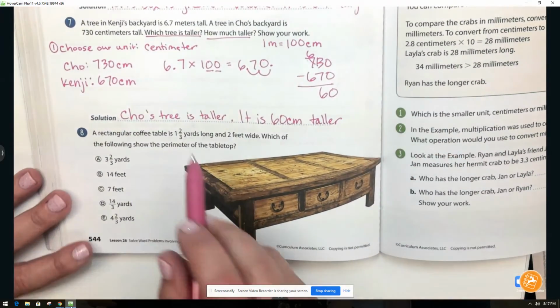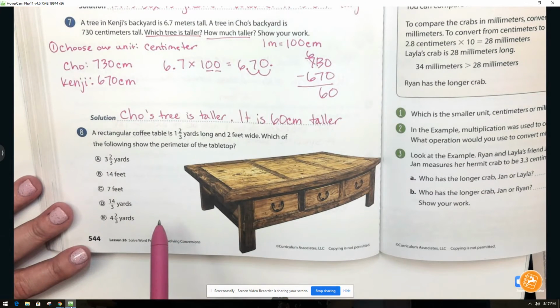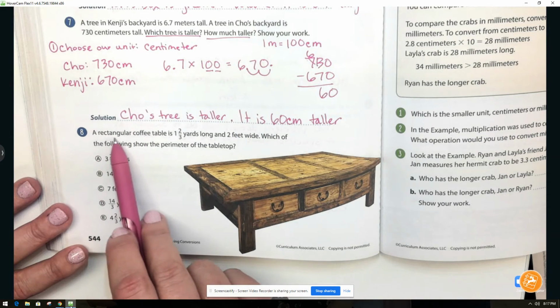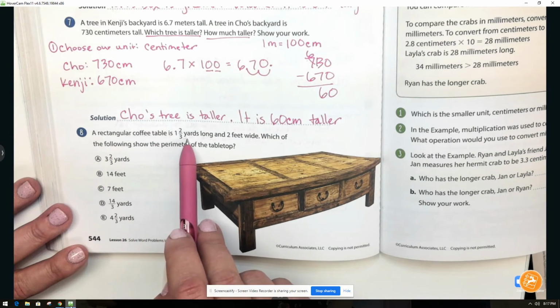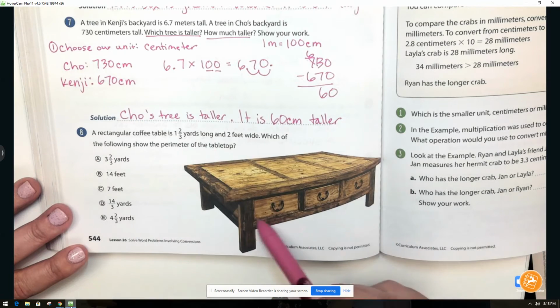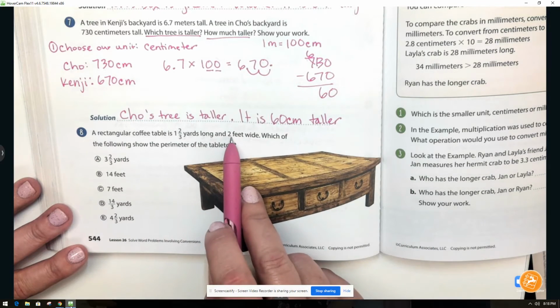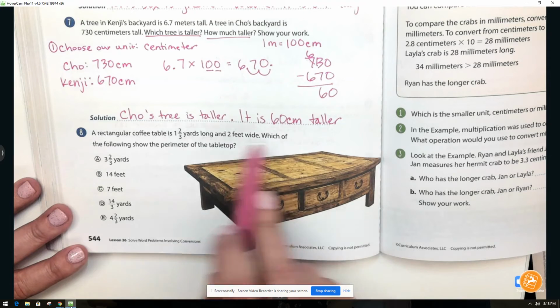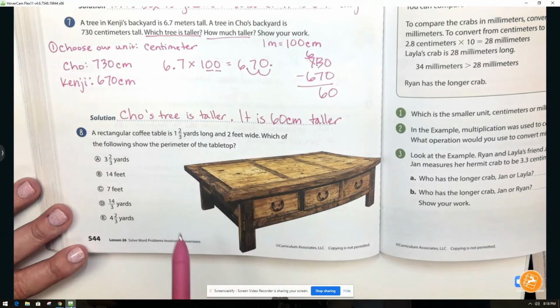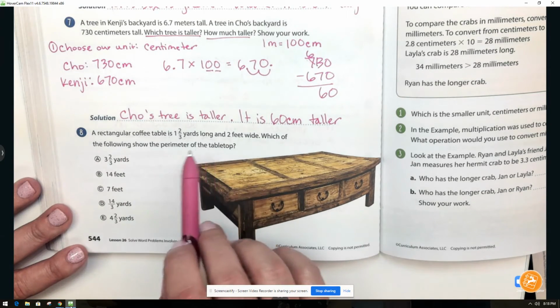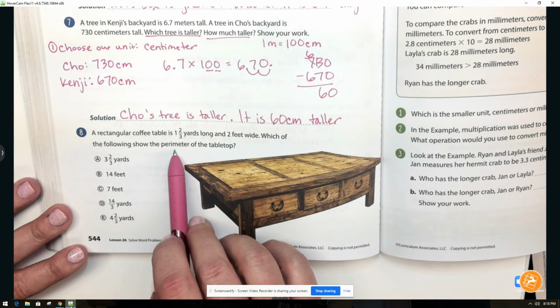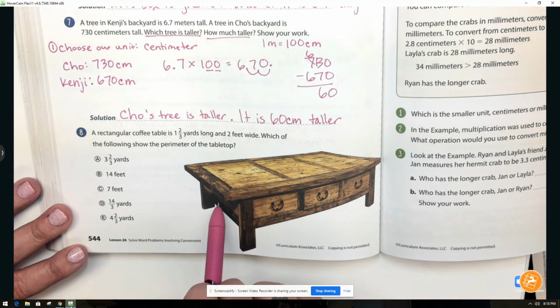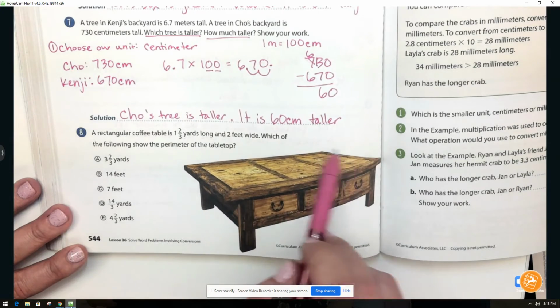Now, number 8 actually has 3 correct answers. So we're going to go through and figure out what those 3 correct answers are. A rectangular coffee table is 1 2/3 yards long and 2 feet wide. Which of the following show the perimeter of the tabletop?